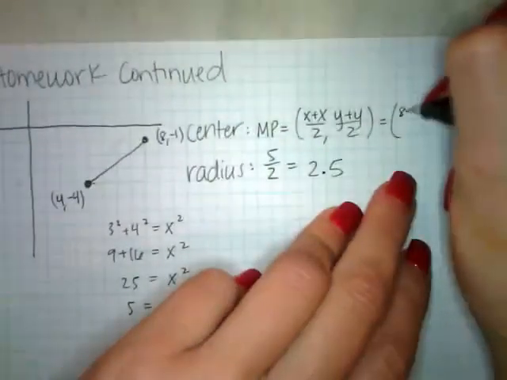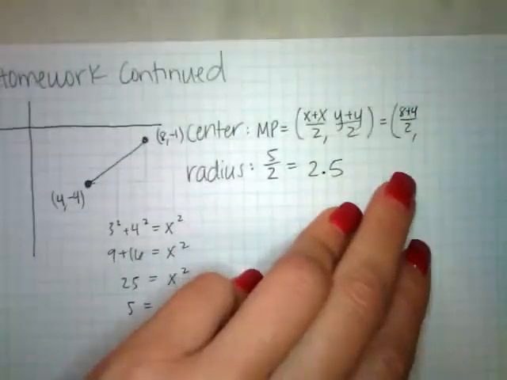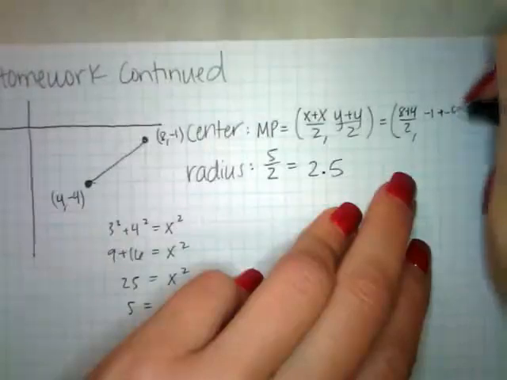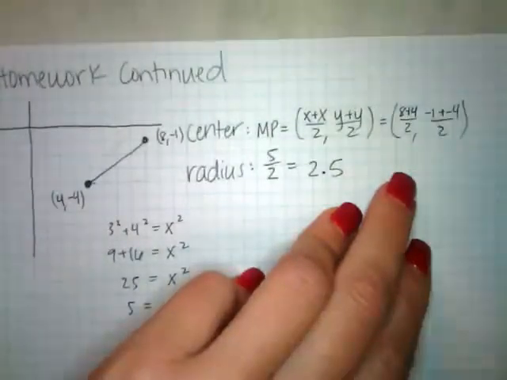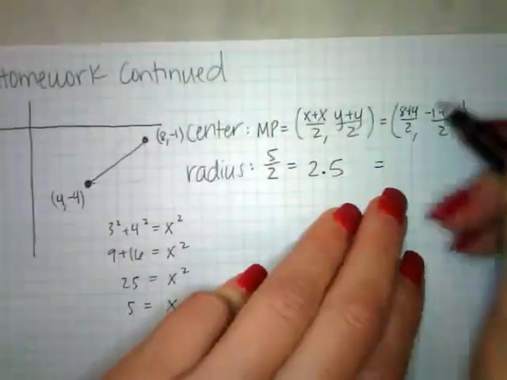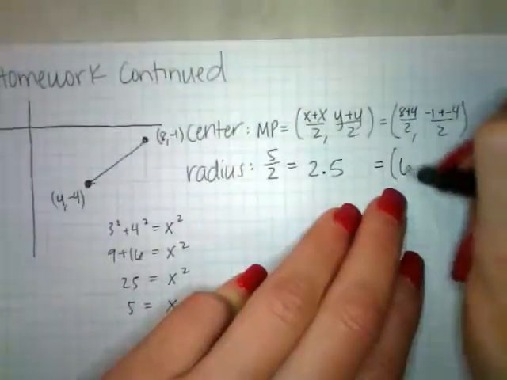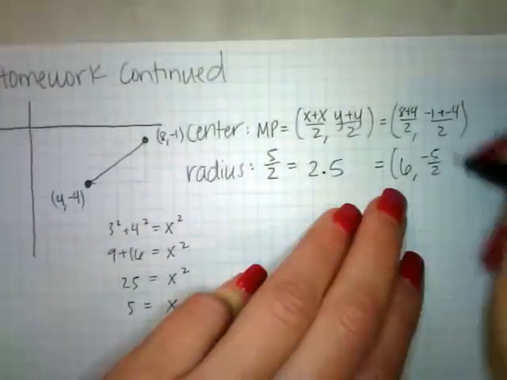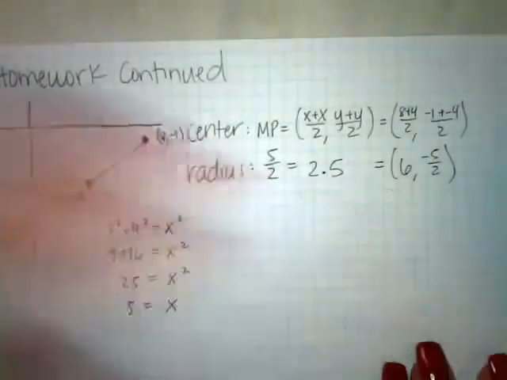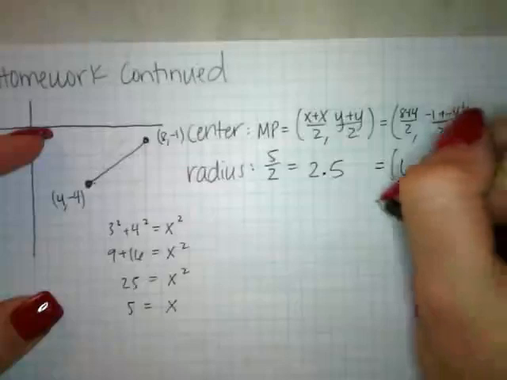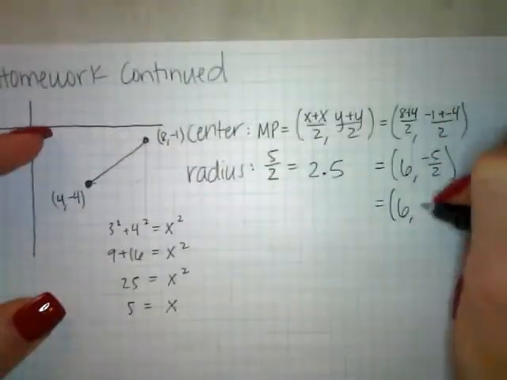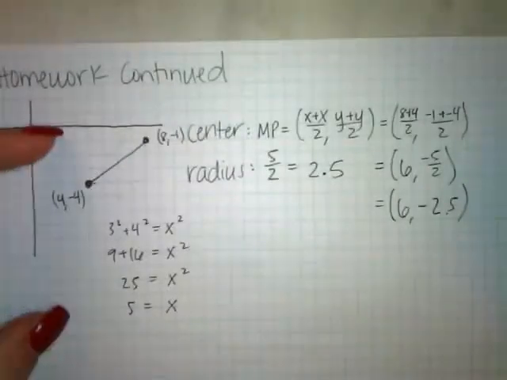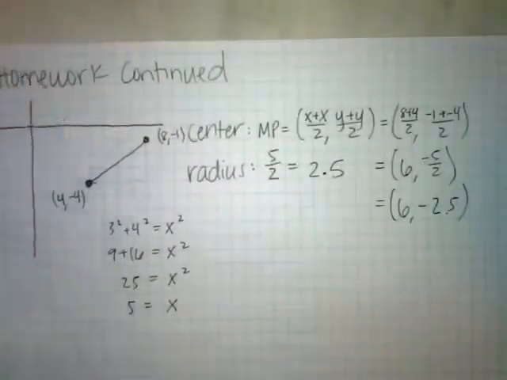I have (8 plus 4 divided by 2, -1 plus -4 divided by 2). That's going to simplify to 12 over 2, which is 6, and -5 halves, which you could also represent as a decimal if you wanted to. So, 6, -2.5. So I have my center.